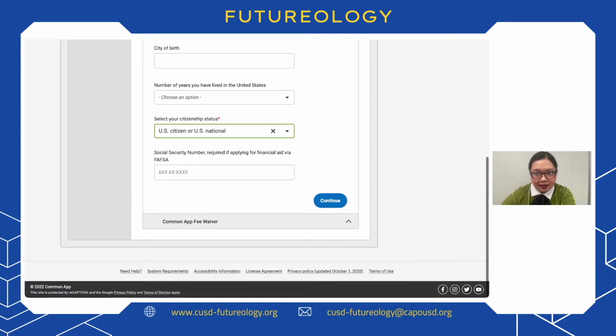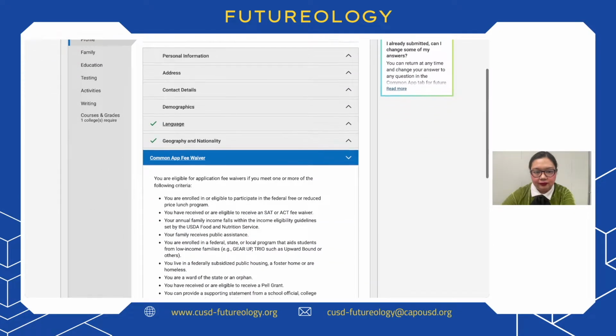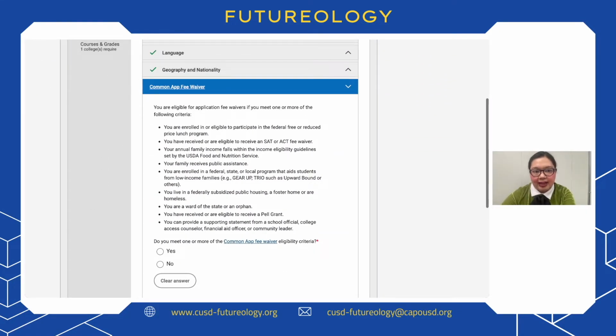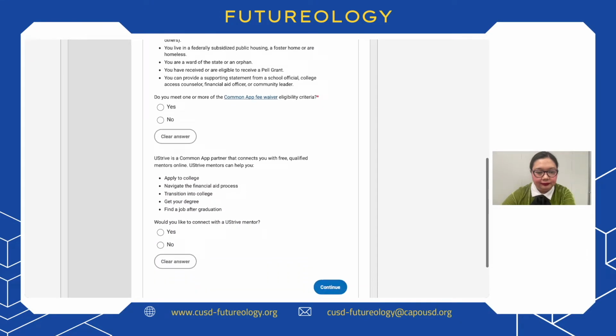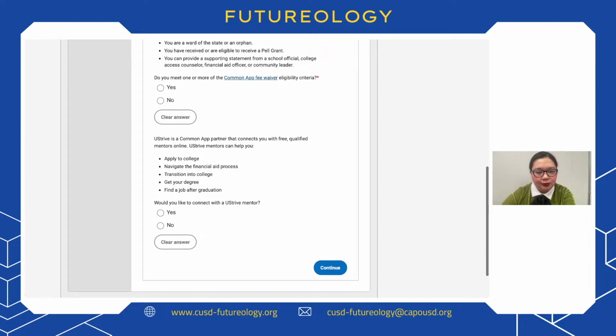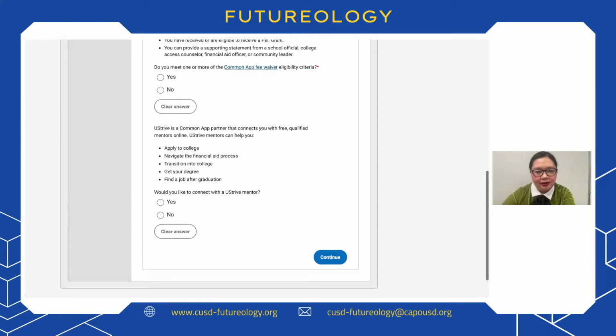It is optional to add in your social security number, mainly if you indicated this earlier on. If you have a social security number, this will give financial aid information to process your info for financial aid grants, etc. by each of the private colleges that you apply to. If you qualify for a Common App fee waiver, if you meet any of these requirements, you can self-indicate that in this section as well. And this is also optional here if you would like to connect with a US Strive member.